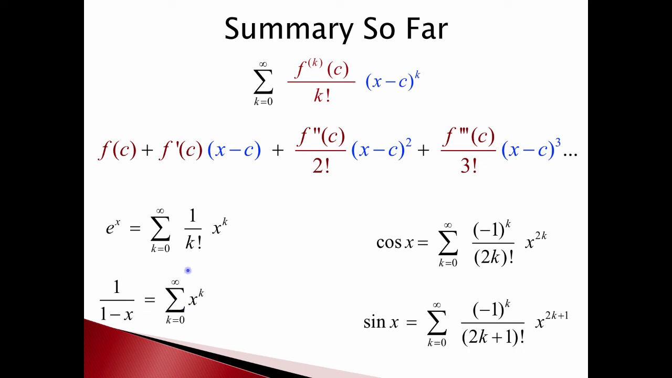The first 3 that we did, e to the x, cosine, sine, those all have radius of convergence equal to infinity. They converge everywhere. This last one is different. It only converges, well, it's like a geometric series, right? Its radius of convergence is 1. It only converges between -1 and 1.